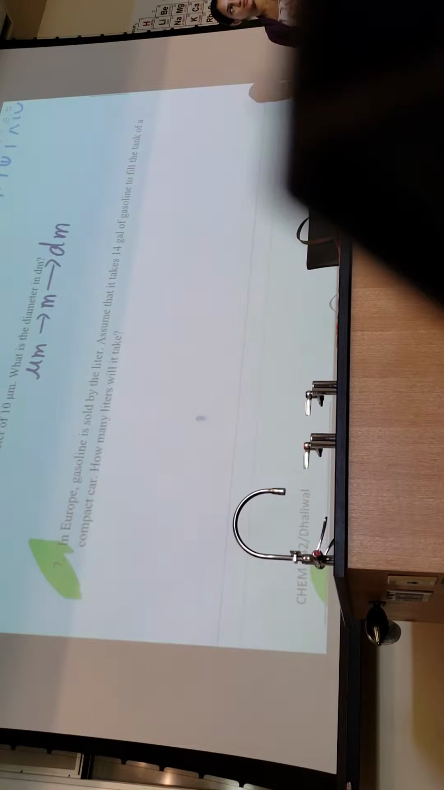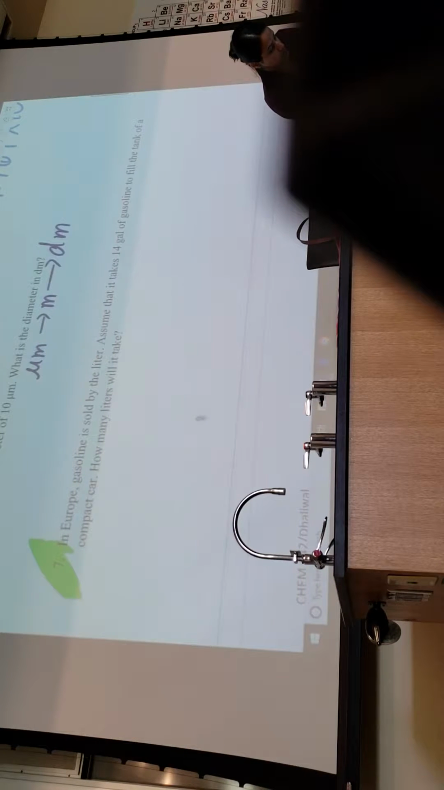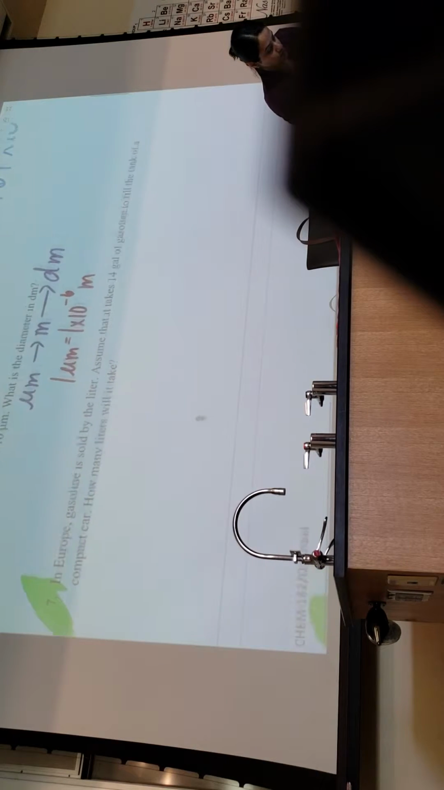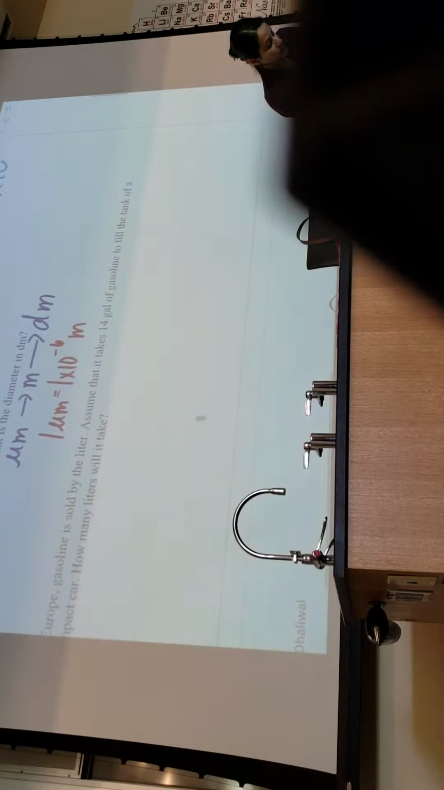Micro, what's the multiplier? -6. Yeah, 10 to the -6. So here, I'm going to put a 1 in front of the prefix, with 1 times 10 to the -6 meters. Okay, then I have to go, I'll do the setup, I'm just writing down the conversions right now.